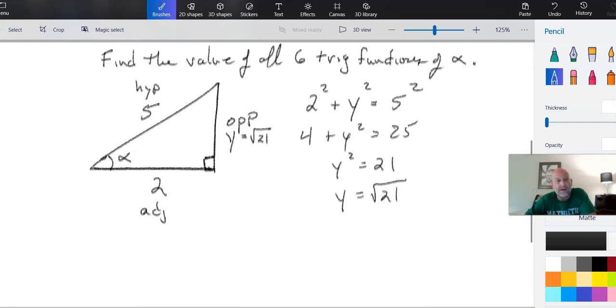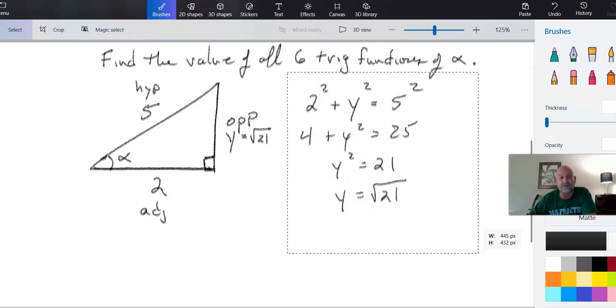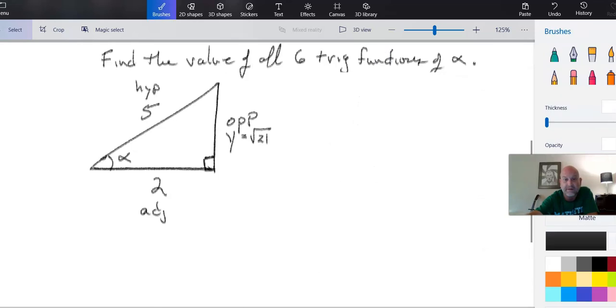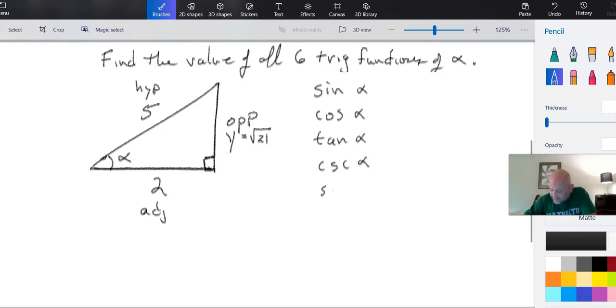Okay, now if I'm going to write all this stuff down, I'm going to need a little bit more room. So I'm going to erase part of this. I'm going to get this out of here. That's our little Pythagorean computation I'm erasing here. Okay, so we have that that's the square root of 21. So now we just need to put the ratios together. So we got sine alpha, cosine alpha, tangent alpha, and then cosecant alpha, secant alpha, and cotangent alpha. And the last three are reciprocals of the first three.